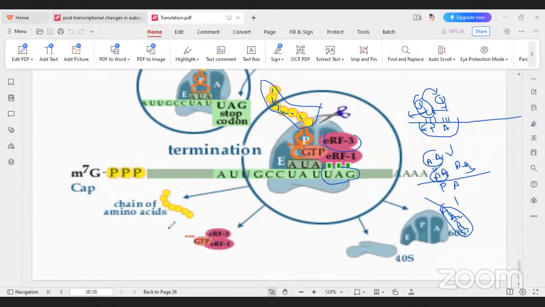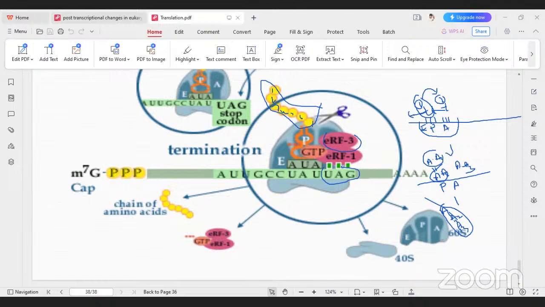Clear, sir. Tell me, what is your doubt? Sir, nothing, everything is clear. Right. Let's see the bond formation between one amino acid and another amino acid.